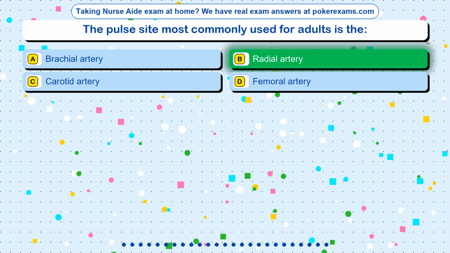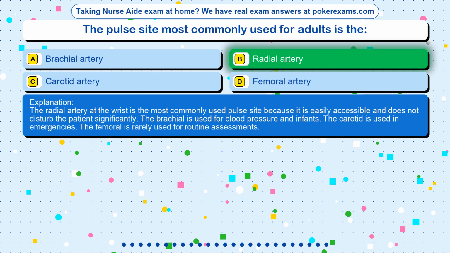The correct answer is option B, radial artery. The radial artery at the wrist is the most commonly used pulse site because it is easily accessible and does not disturb the patient significantly. The brachial is used for blood pressure and infants. The carotid is used in emergencies. The femoral is rarely used for routine assessments.